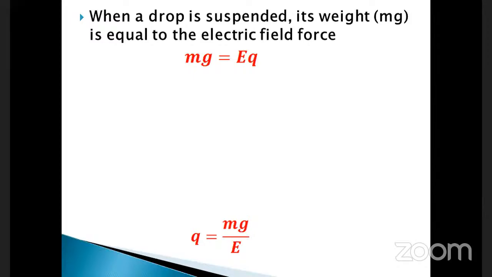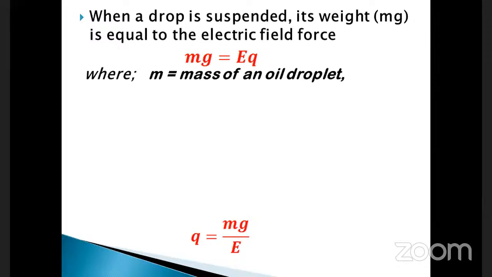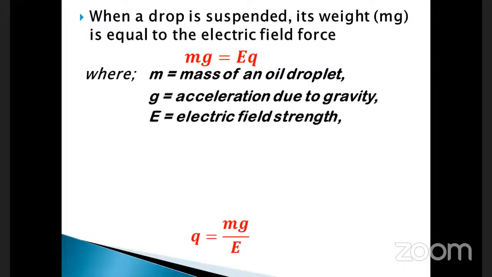Obviously, we have it as the strength, capital E, multiplied by the charge. But now we have Q. I would define what Q is in a bit. But the M is the mass of the oil droplet. G is the acceleration due to gravity. E is the electric field strength we are familiar with here.